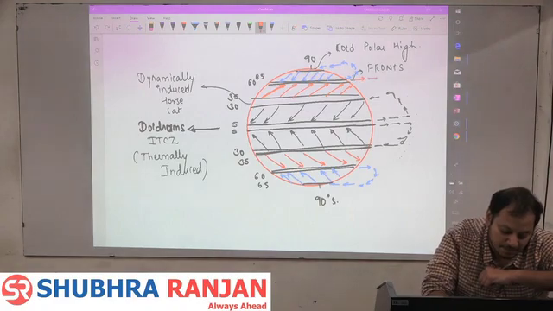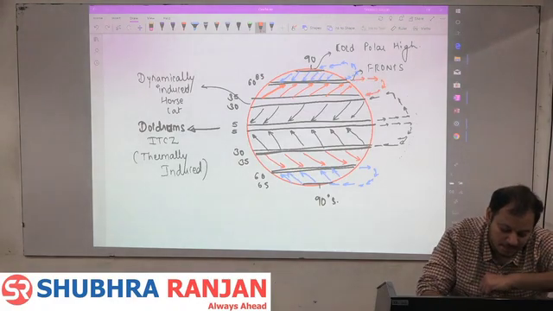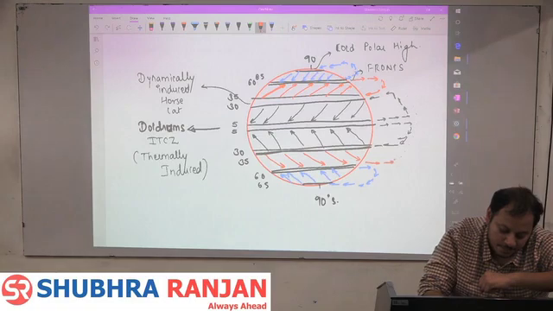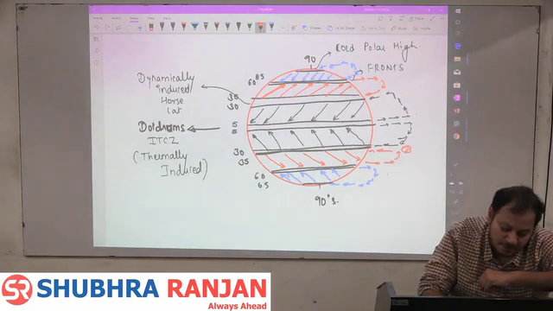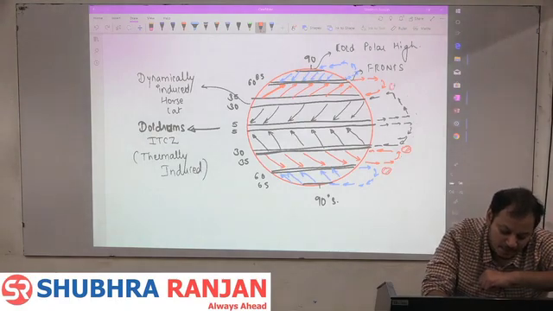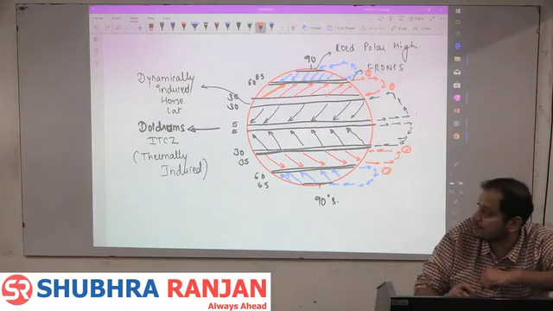It will rise up and then it will come and settle down. It will rise up due to fronts and it will come and settle down. Here there is a jet stream, here there is a jet stream, here there is a jet stream.